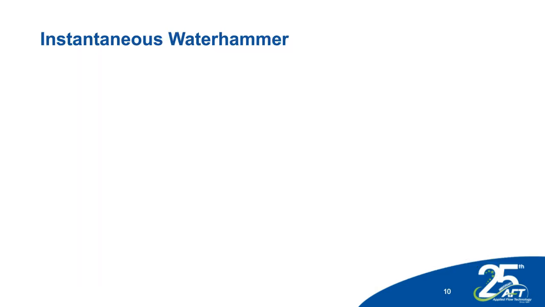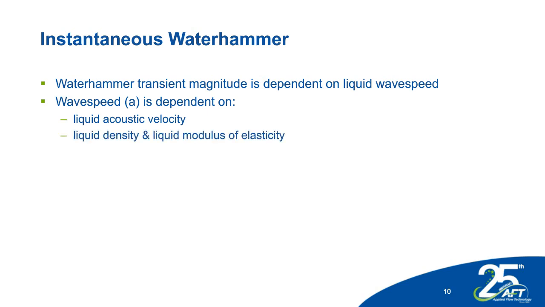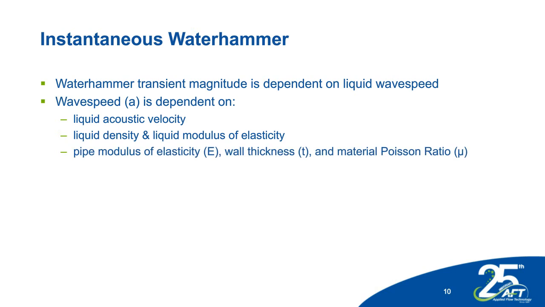If we continue forward here, a very common concept in understanding Waterhammer is the concept of instantaneous Waterhammer. We're going to start with a part of that called the liquid wave speed. The wave speed, commonly used as symbol A, and some people will call that C, is based on the liquid acoustic velocity, first and foremost, which itself depends on the density of the liquid and the liquid's bulk modulus of elasticity.